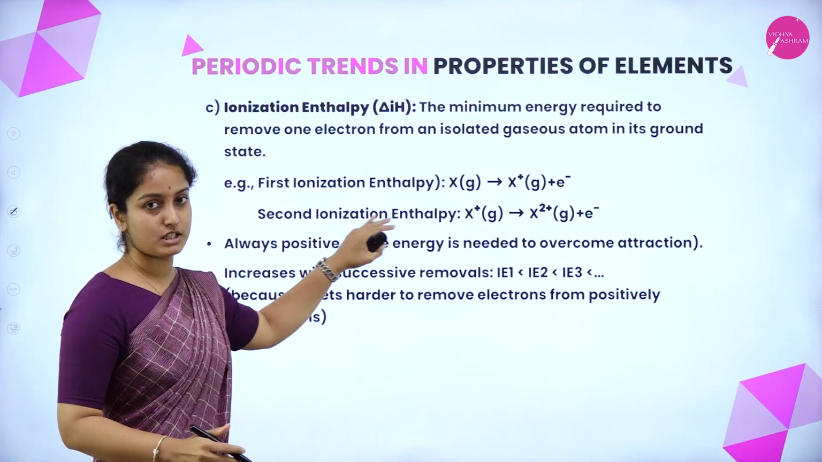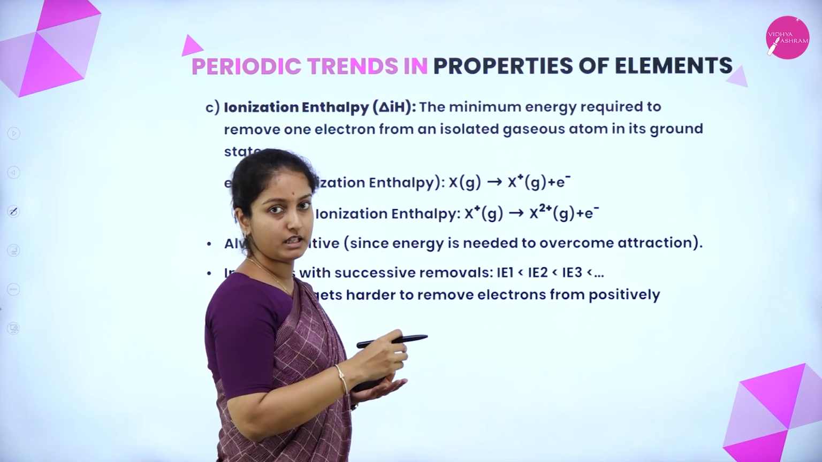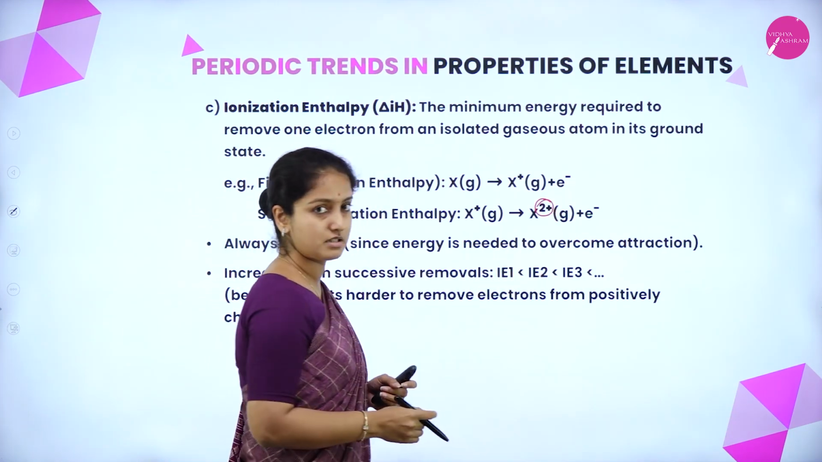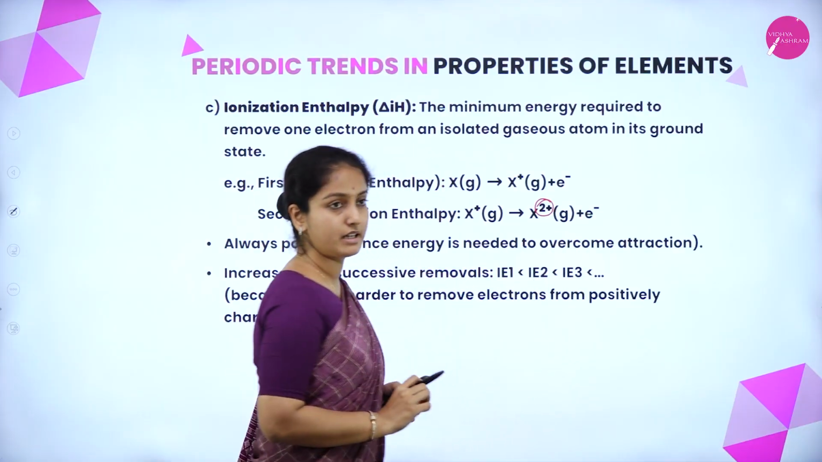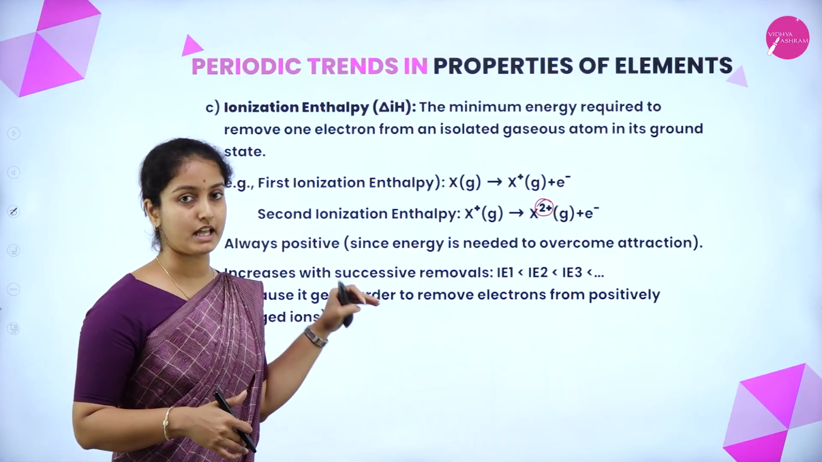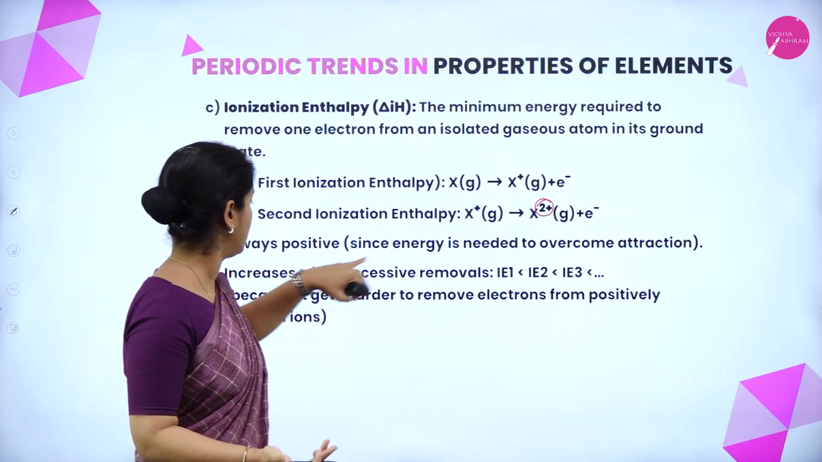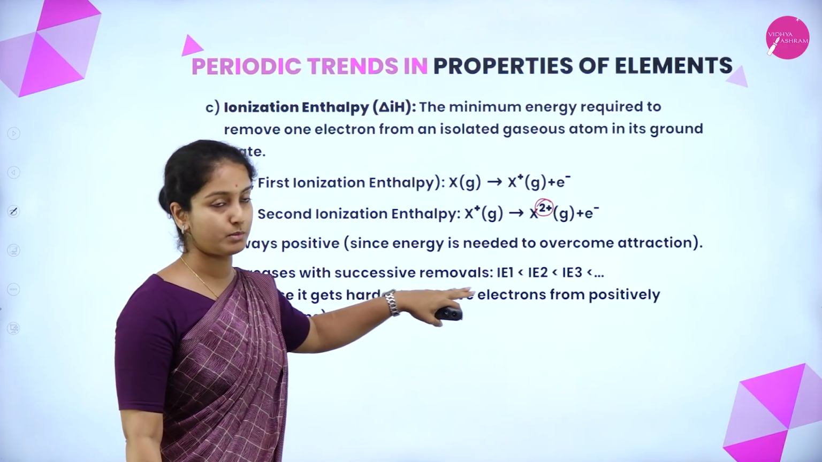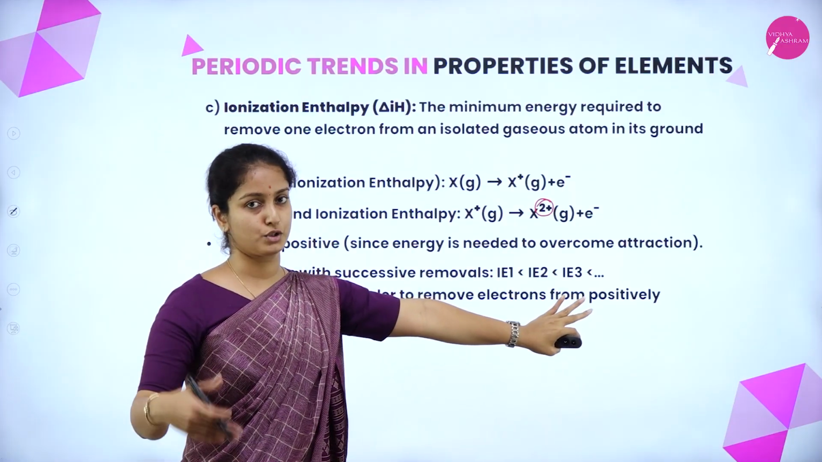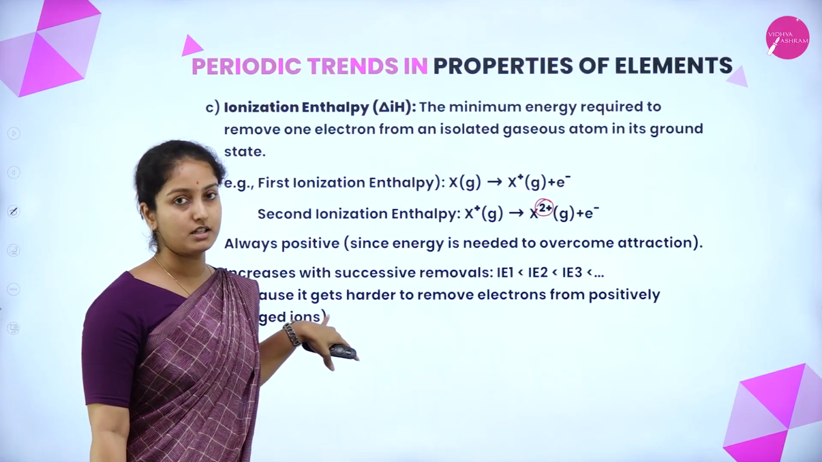The second ionization enthalpy takes place in such a way that the atom having a positive charge loses one more electron, then it possesses a +2 charge. That is the second ionization enthalpy. Ionization enthalpy will always be positive since energy is needed to overcome the attraction, and it increases with successive removal of electrons, from the first stage, to the second stage, and the third stage, because it gets harder to remove electrons from positively charged ions.